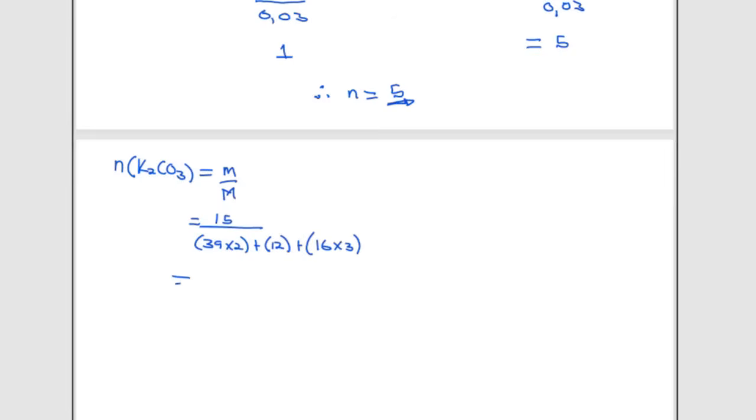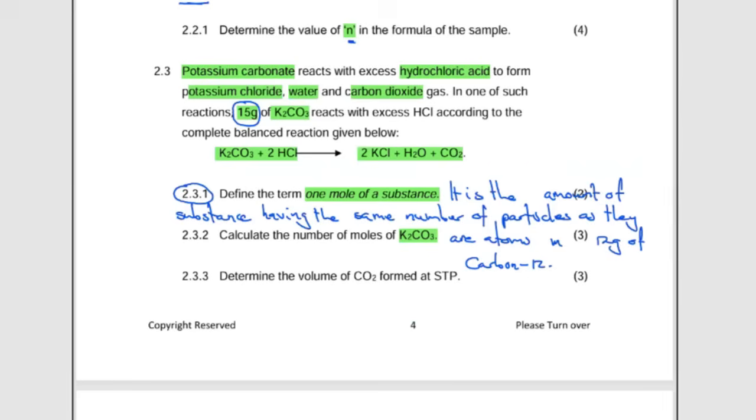Therefore, what we are going to get at the bottom is 15 all over 138. Therefore, what you are actually going to get is the number of moles, right? So this is equivalent to 0.1087 moles, right? If we were to round it off, we're going to get a value of 0.11 moles, our final answer like that. So this is how we actually attempt our question 2.3.2.